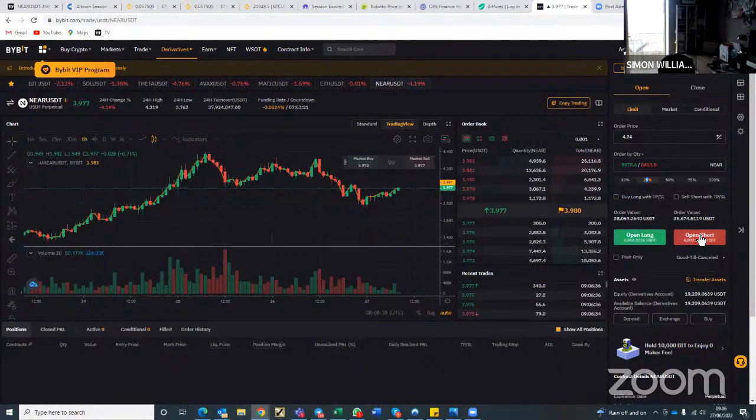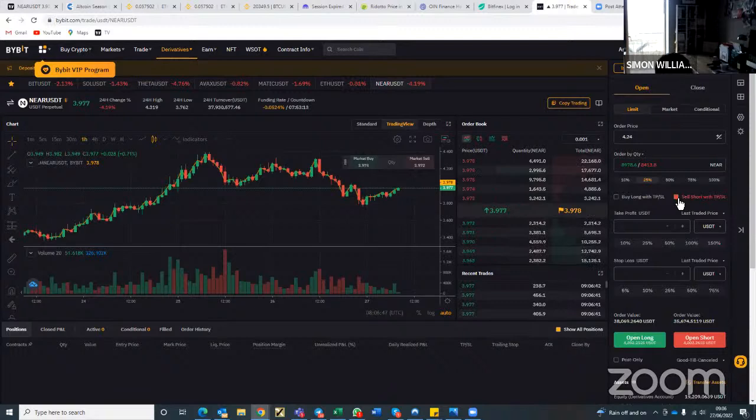Notice there's no stop loss in here. I will put that in. I always put them in afterwards, but you can right now, buy long with the TP, short with the stop loss. So you can put your stop loss in straight away just by putting the number in there. But I also find it easier to do it afterwards. So I'm going to open that short, and it's going to pop up. It says, okay, I'm going to confirm.